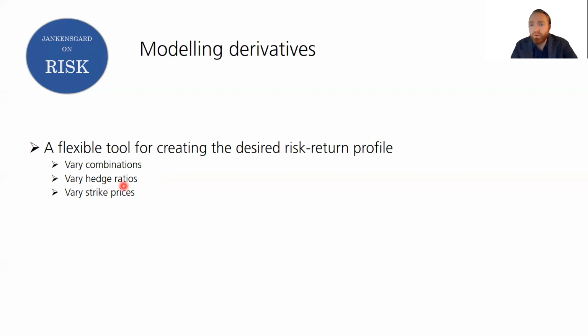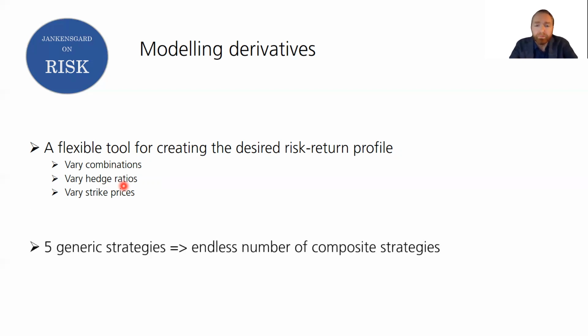If you're talking about options, right, you can choose one close to the current market rate, the spot price, or one far out of the money, and that will naturally have an impact as well. So you set these parameters in such a way that you get exactly the risk return profile that you desire, right?